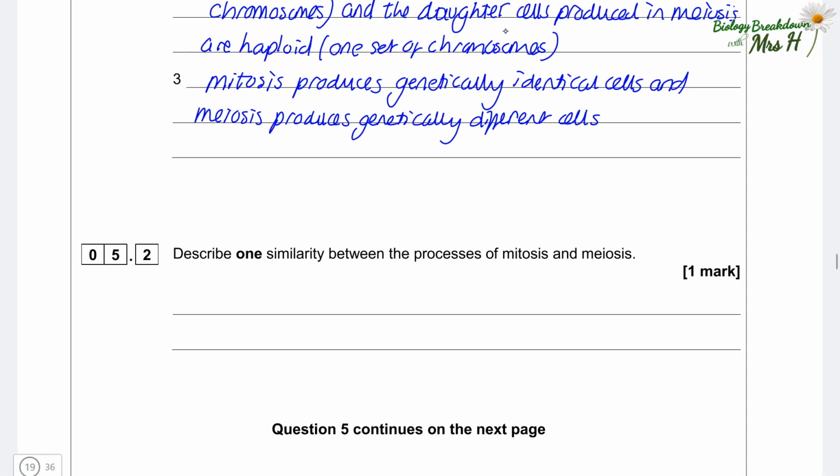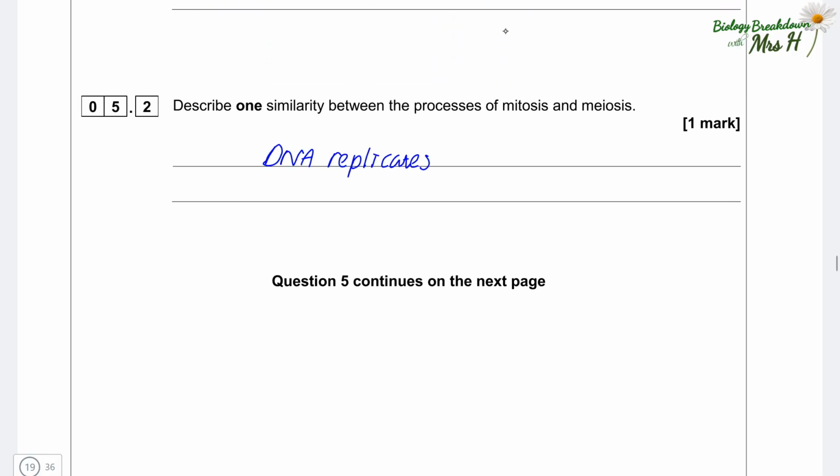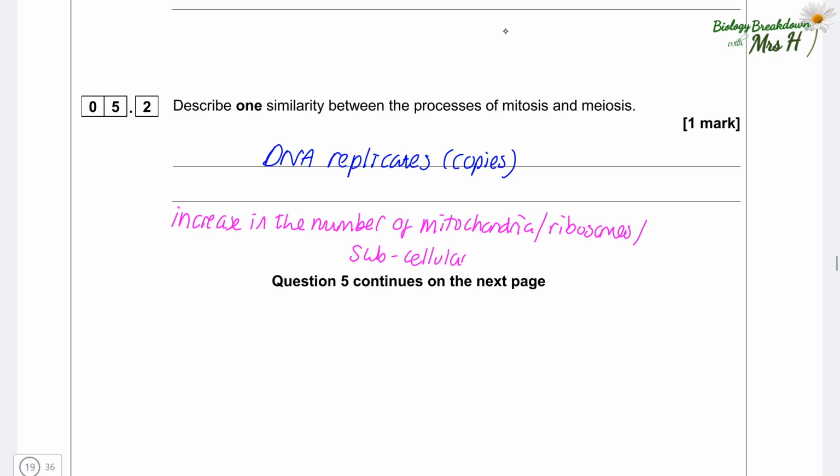Describe 1 similarity between the processes of mitosis and meiosis. I think this question should say cell cycle, but we'll go with it. The DNA has to replicate, and also don't forget, before we get this nuclear division, we've got to have an increase in the number of mitochondria as well as the DNA replicating. We've got to have an increase in the number of ribosomes, or you might get a mark for saying subcellular structures.